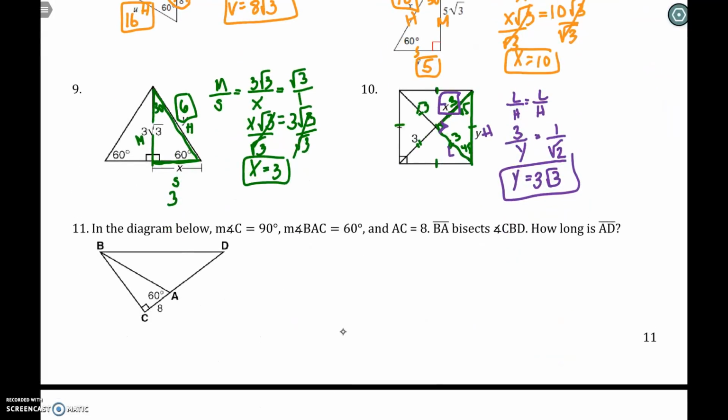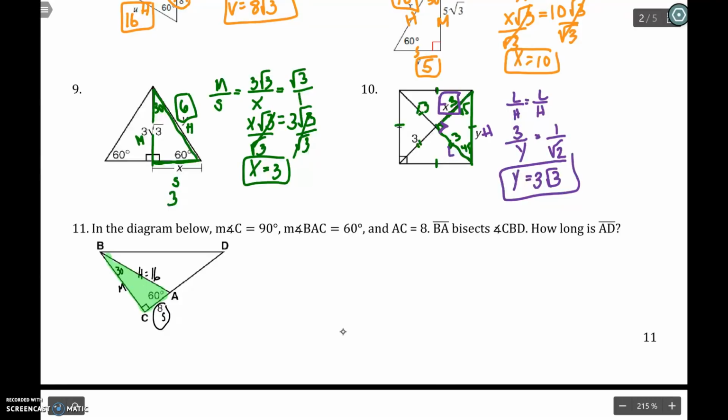On number 11, if you look at what's labeled, we have a 60 degree here, so this is a 30, making this the short side, this the medium side, and this the hypotenuse for triangle ABC, which is a 30, 60, 90. Okay, since they gave me the short side is 8, remember the short side is always half the hypotenuse. I automatically know that this is going to be 16.